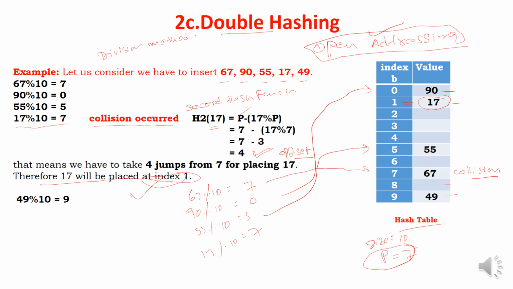But in chaining, it creates a new node, allocates a new space, and links it to the proper bucket at the end of the linked list. So there is no restriction on the size of the linked list. Any number of nodes you can add to a chain, but in an array there is a restriction of space. Whatever space is reserved, you cannot increase or decrease it; only that space you can use. This is said to be open addressing.